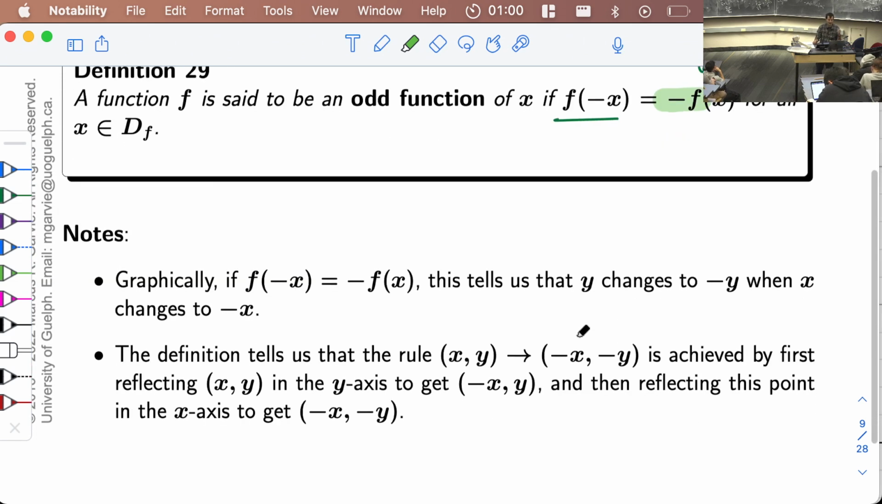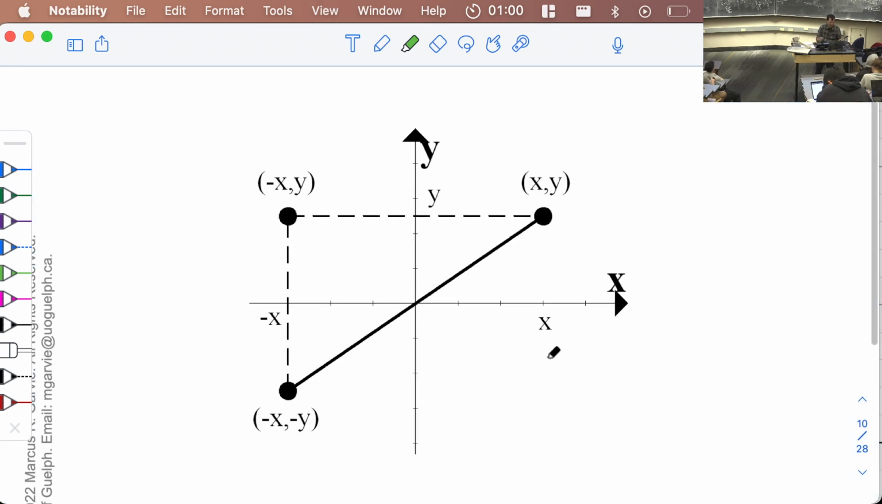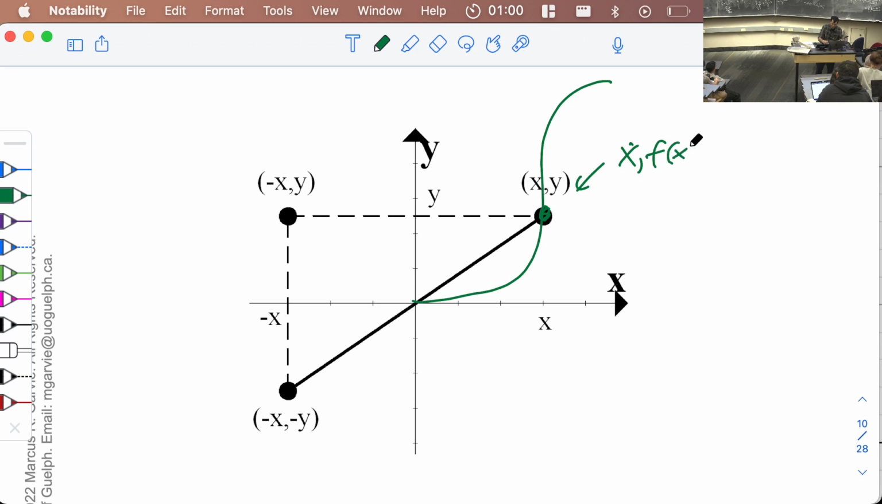So what does this say graphically? I think let's just skip straight to the picture. I think the picture is better than the words. Okay, so here is the function, and here is the point x, y. On the graph of the function, if the function does some crazy stuff like this, that is the point x, f of x, right? So y equals f of x. And you are telling me that x, f of x is on the function. If I looked at minus x, that would be the point minus x, f of minus x.